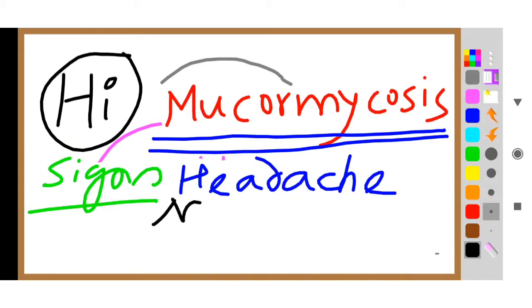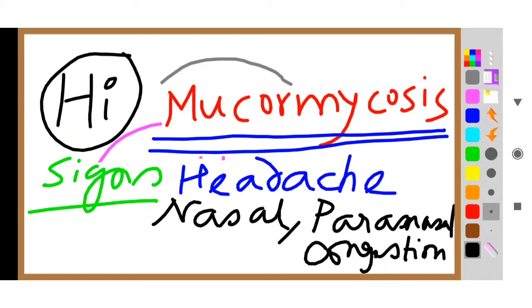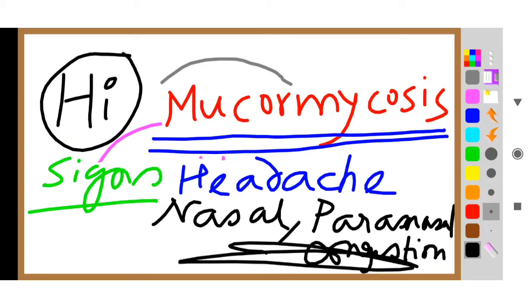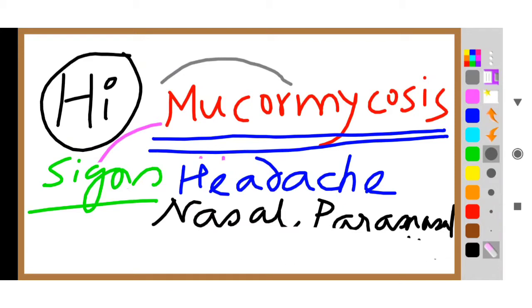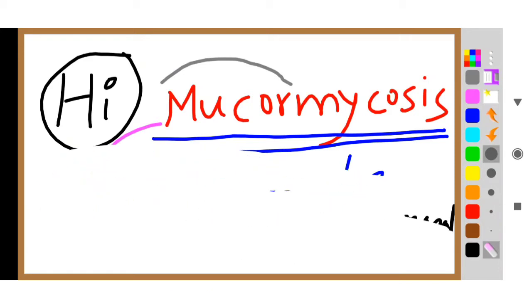There is nasal and paranasal congestion. So there is congestion of the nasal passage, and you know there are so many paranasal sinuses. These sinuses, like the ethmoidal sinus, sphenoid sinus, maxillary sinus, frontal sinus. Basically, let me explain the sinuses first so that it will be clear to you.